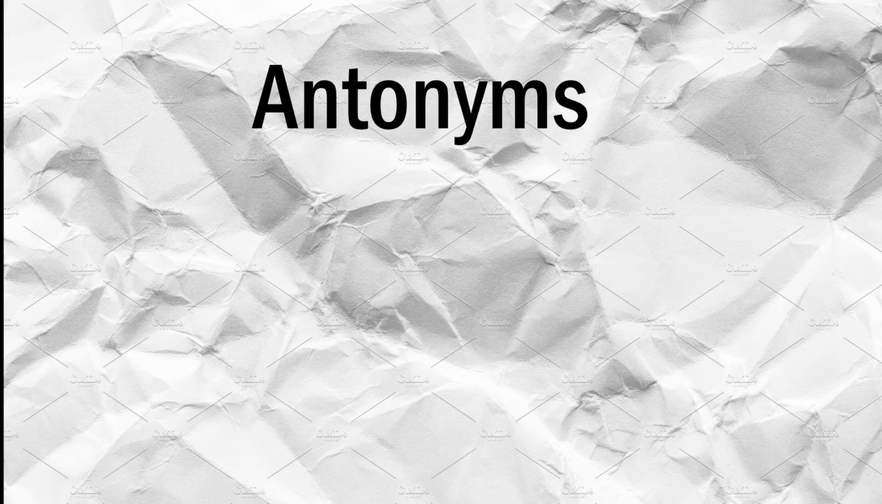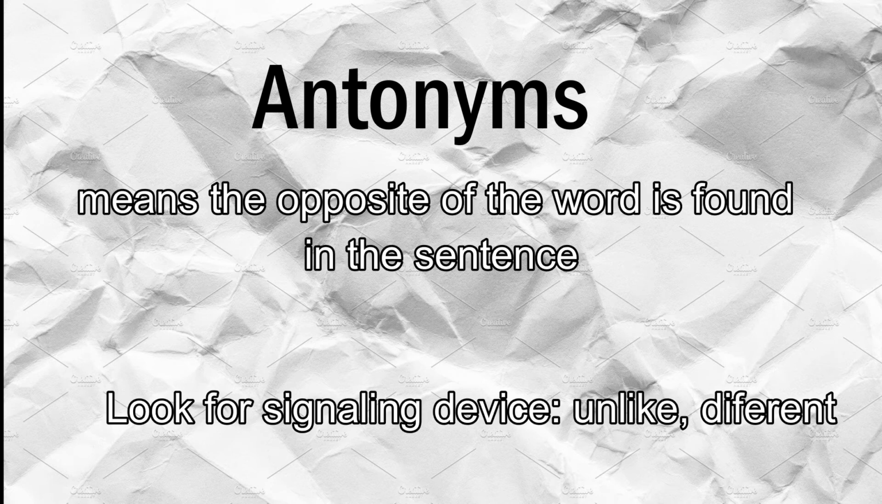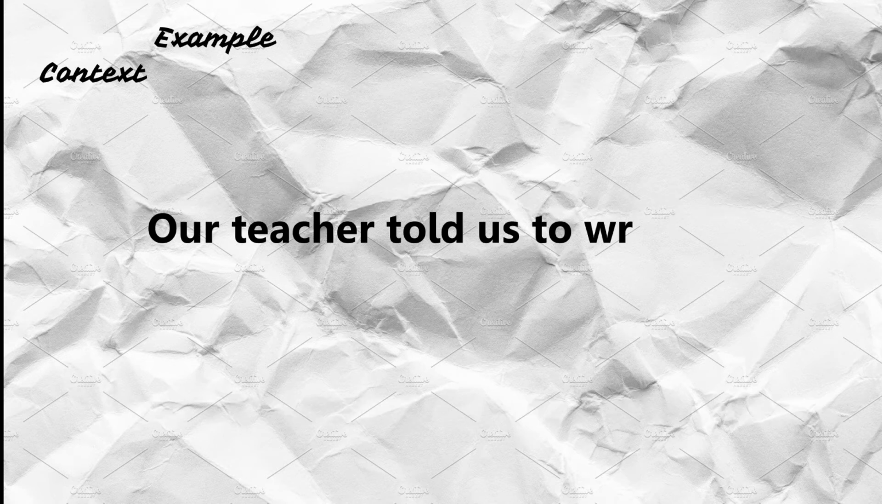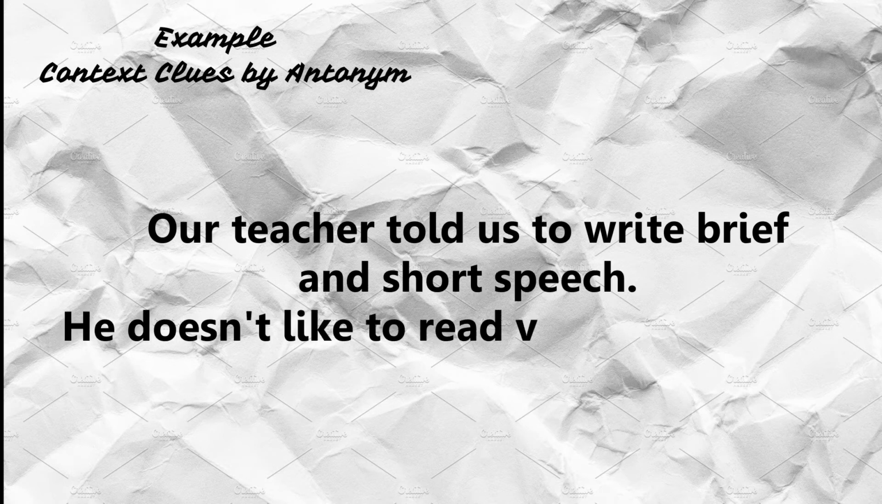Next on our list is antonyms. This means the opposite of the word is found in the sentence. Look for signaling devices like unlike and different. For example, our teacher told us to write a brief and short speech. He doesn't like to read verbose speeches.